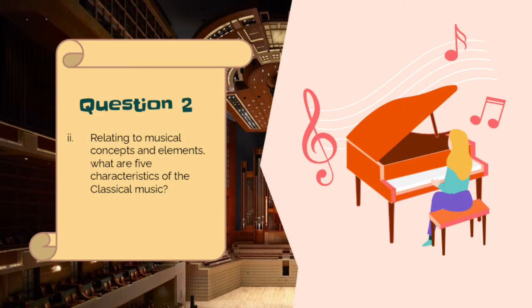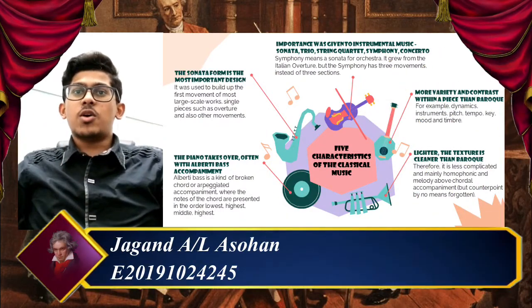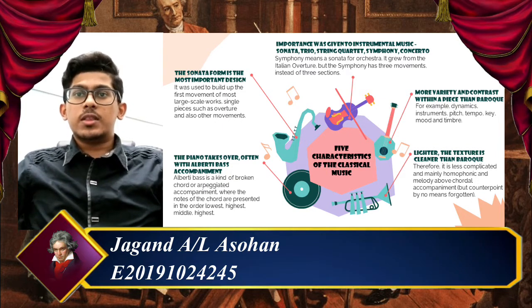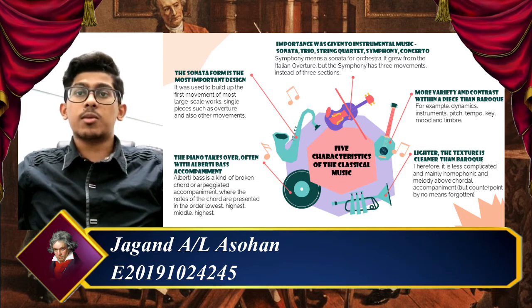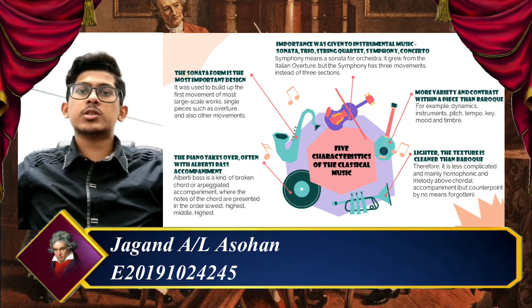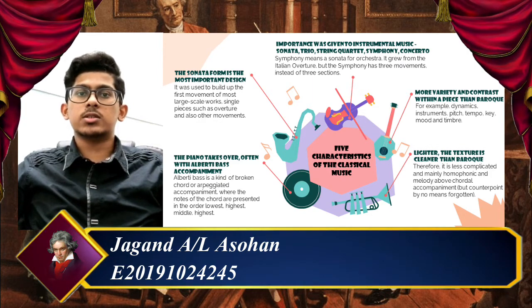Next, let's see the answer for the second question. Five characteristics of classical music. Number 1, more variety and contrast within a piece than Baroque, for example dynamics, instruments, pitch, tempo, key, mood and timbre. Number 2, lighter, the texture is cleaner than Baroque, therefore it is less complicated and mainly homophonic, with melody above chordal accompaniment, but counterpoint is by no means forgotten.